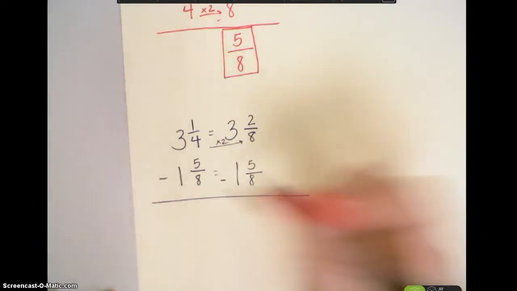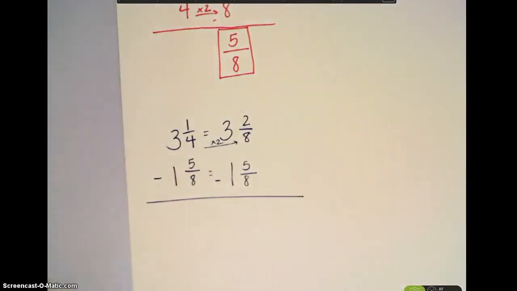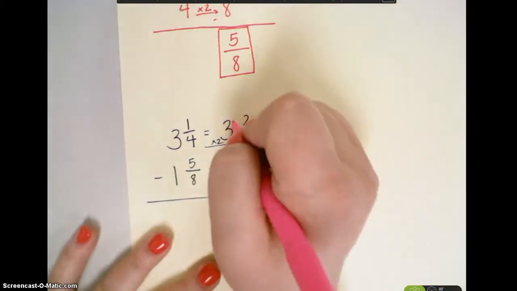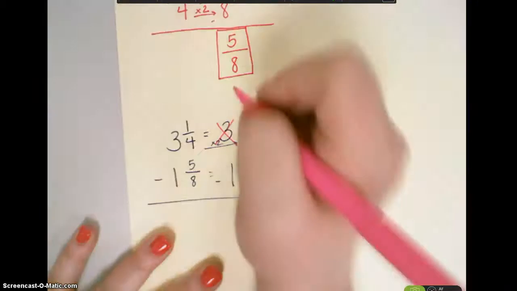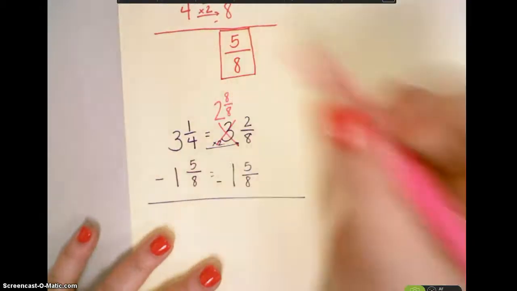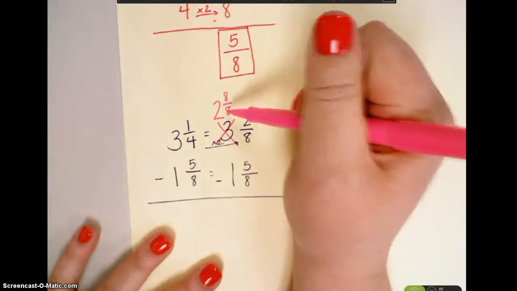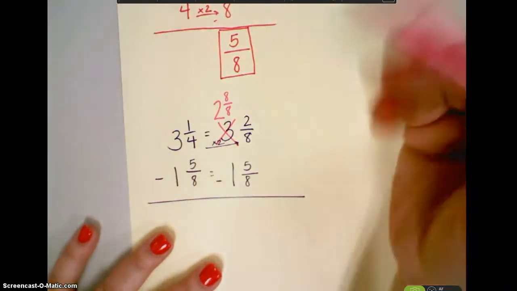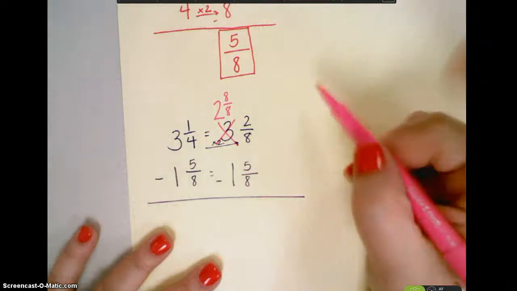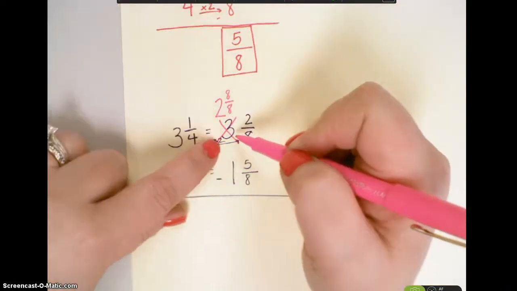If this was 7/8 or whatever, we could just subtract like normal. But because it's not, I have to borrow. So what we're going to borrow from is our whole number. I'm going to cross out my 3, and I'm going to write that it's going to be 2 and 8/8. I chose to use 8 because it's already my denominator. 8/8 is equal to 1 whole. Anytime the numerator and the denominator are the same, it equals 1 whole. So 2 plus 1 whole is equal to the 3 that I'm using.